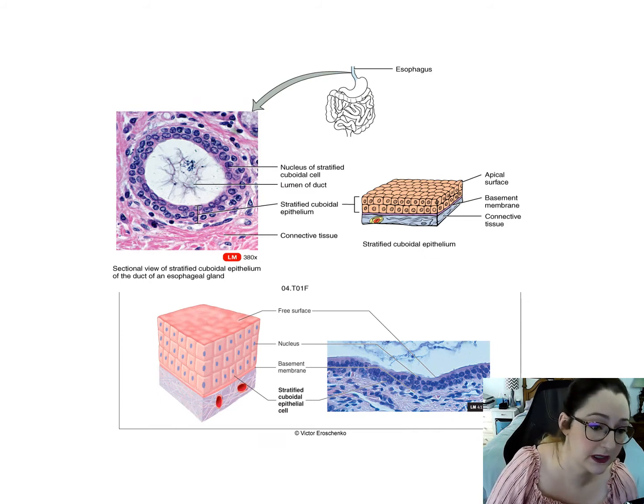And then I do like this picture more than anything. This is from the esophagus, but you have the lumen here, so that empty space, and then you have those multiple layers of cube-shaped cells.